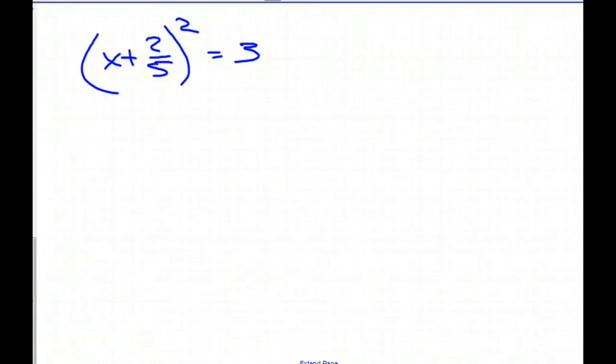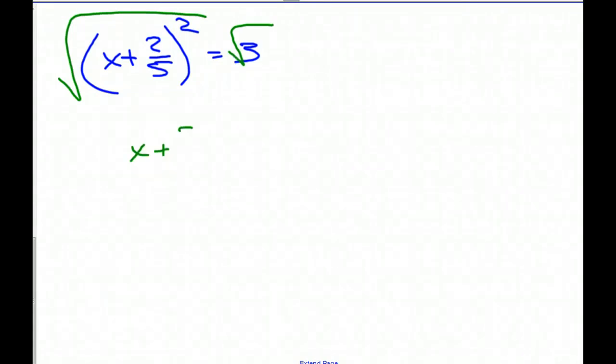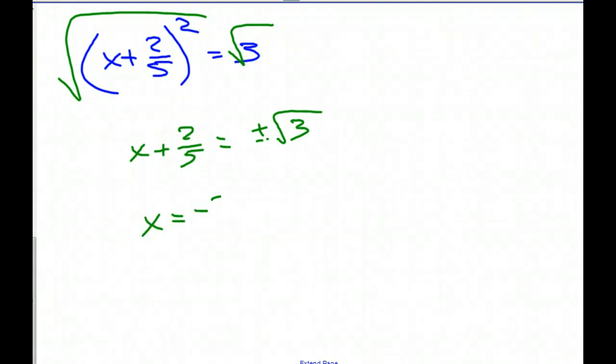According to what I just showed you, if we take the square root of both sides, we get x plus 2/5 equals plus or minus square root of 3. What do we do with that 2/5? Move it to the other side and we're done. Make sure you put your radical at the end. You don't have to mess with the fractions at all. You could combine them by making common denominators, but that's really not necessary.